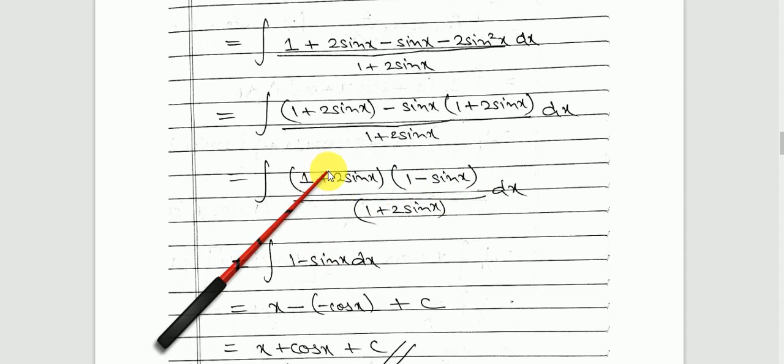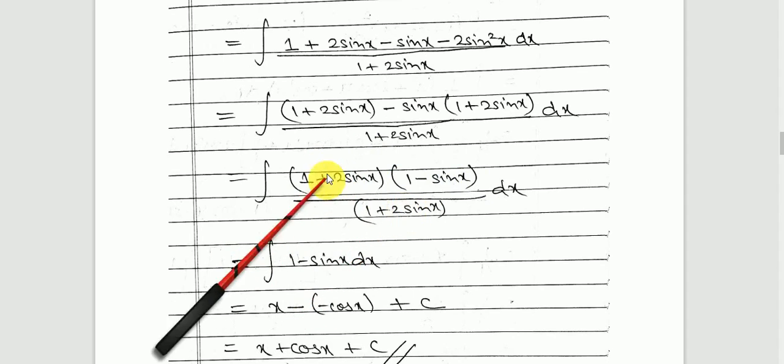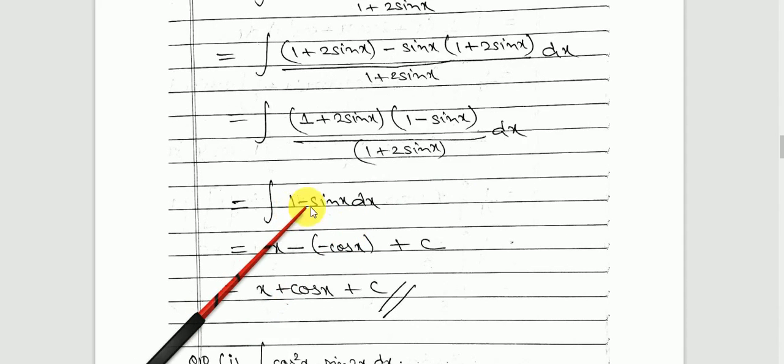So here this numerator and this denominator cancel, so you are left with 1 minus sine x. And now you know the integration of each term, so integrate.